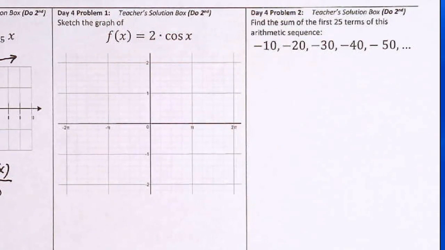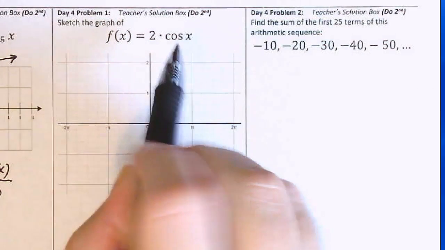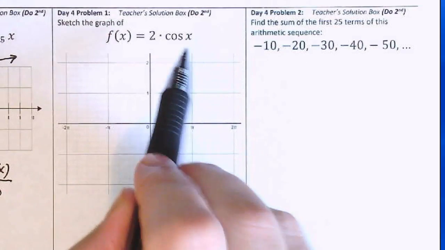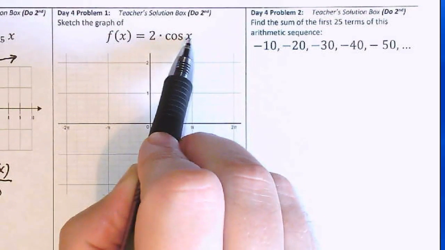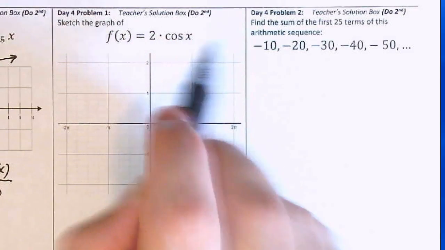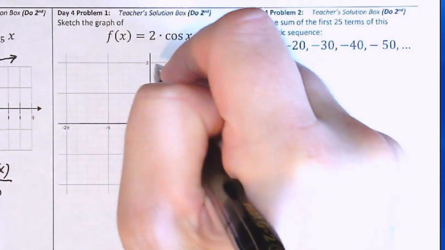Here's the answer to day 4, problem 1. Sketch the graph of f of x equals 2 times the cosine of x. So let's evaluate this function at different values of x, starting with using 0 for x. The cosine of 0 is 1, and 2 times 1 is 2. And so 0, 2 is a point on the graph.